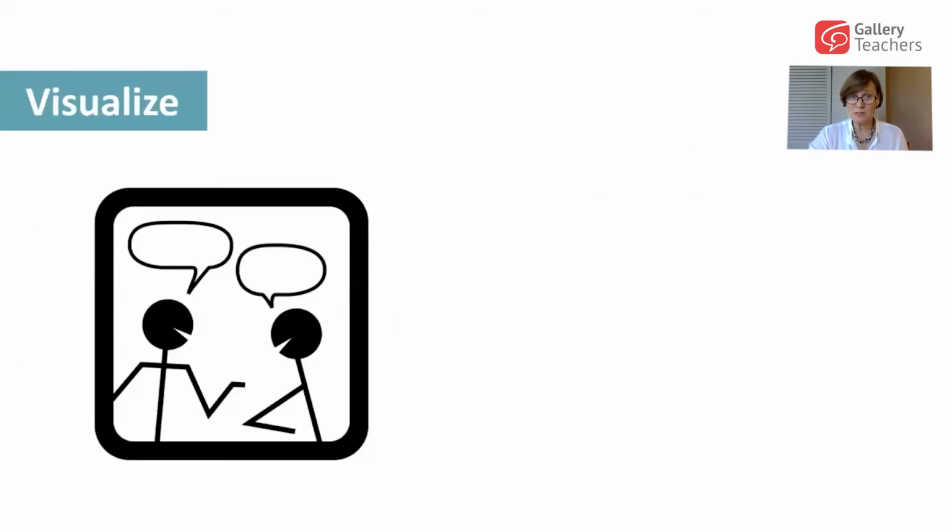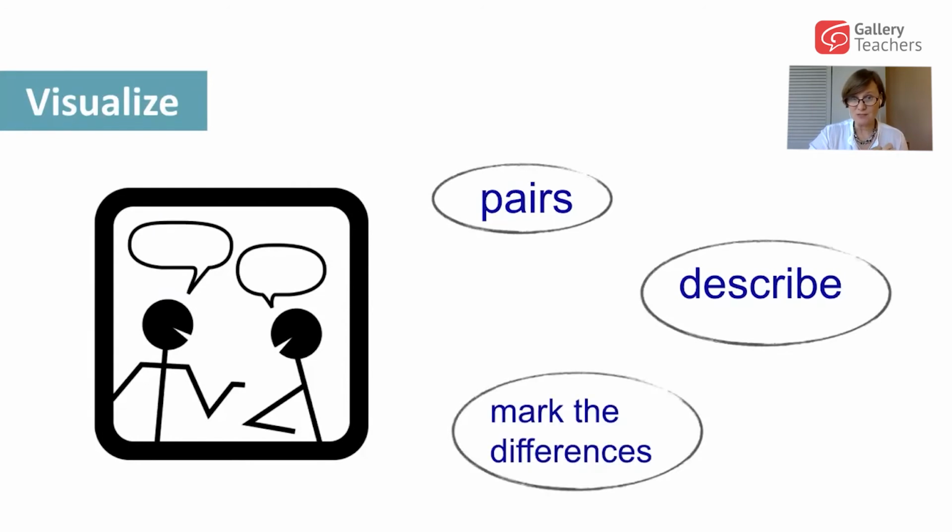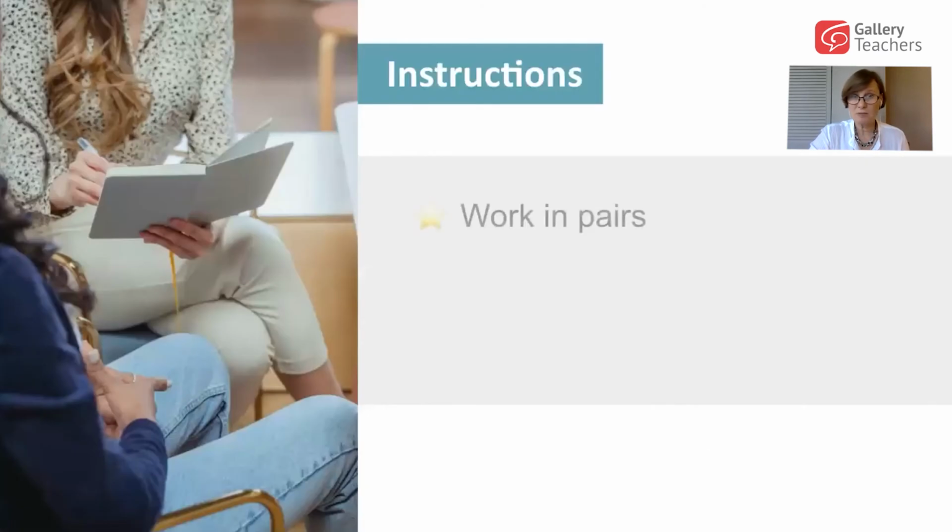Then I need to visualize it in my head. So if I think about it, I want them to work in pairs. Right, I want them to describe the activity to each other, and I want them to mark the differences. I want them to notice the differences, but also I do see how they're marking the differences, right? And I want them to take turns. I don't want one person speaking all the time or starting all the time, but I want them to take turns. So based on this, I can come up with my instructions.